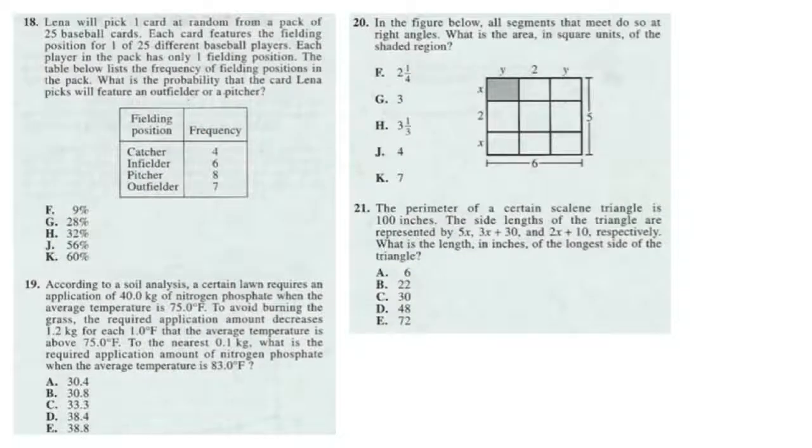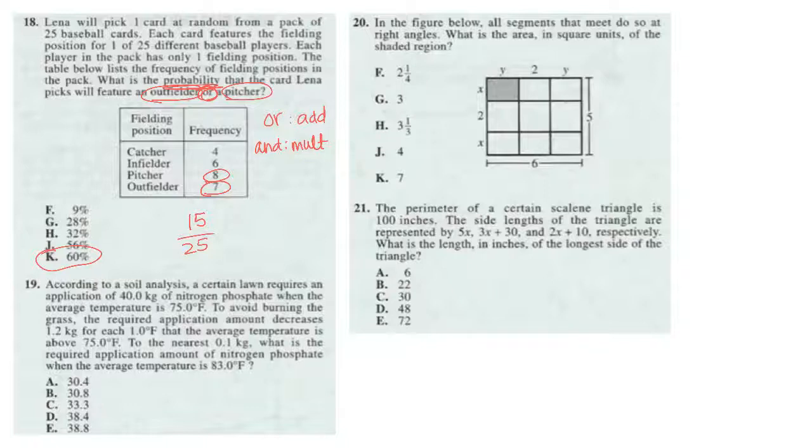Alright, so for these, going through here, we're looking for the probability of an outfielder or a pitcher. And when we see "or," that means we need to add. And if we see the word "and," that means we need to multiply. So we're just doing our straightforward probability. So the outfielder is 7, and the pitcher is 8, so that's 15 out of the 25. And when you find that percent, it should be 60%.